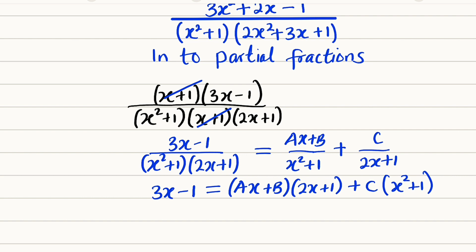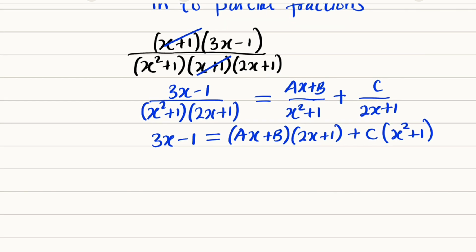Now we are going to expand these brackets. To the left we have 3x minus 1, and to the right we have ax multiplied by 2x, which is equal to 2ax squared. Take that again, multiply by 1, you have ax. Then take the second term, b multiplied by 2x will be 2bx.